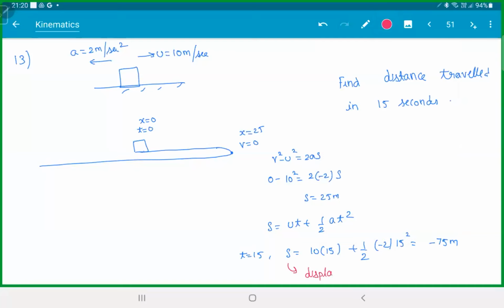75 will be there in the option, and most people will mark it without seeing what is the meaning of this minus 75. At t is equal to 15 seconds, you have reached x is equal to minus 75.